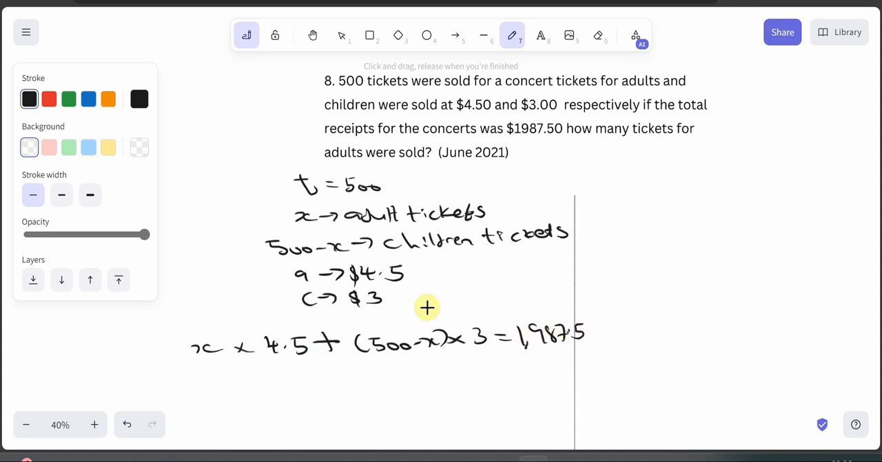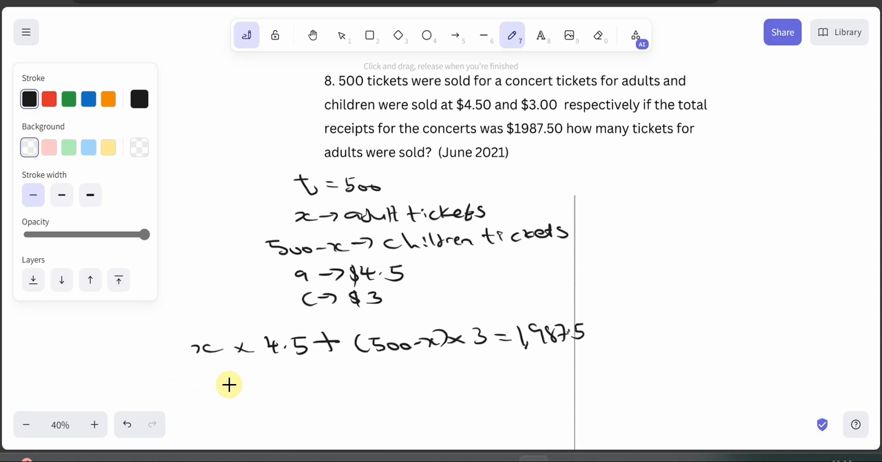This is what it's just saying: by the time you multiply the unit price by the number of tickets that were sold for both of them, and then you add both of them together, you will have 1,987.5. Just like if you sell a pencil for 10 naira and then you sold 300 pencils, you want to find the amount of sales that you made. You say 300 times 10, right? And I'll give you 3,000.